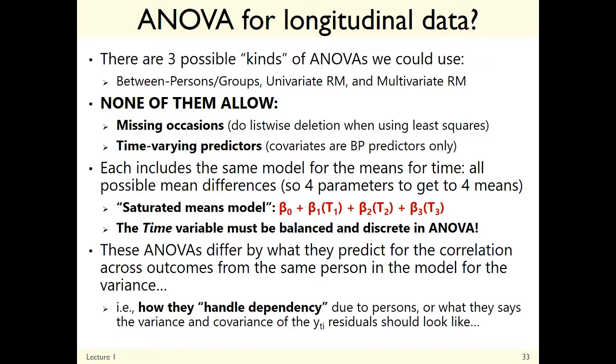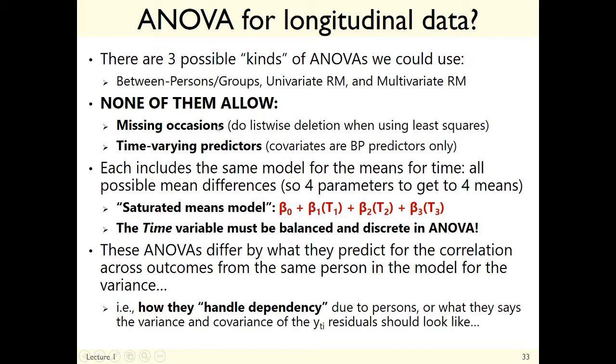So in thinking about classical approaches to data analysis using some kind of analysis of variance, there's 3 kinds. What I've just shown you is the contrast between what I would call between groups or between persons and adding a within-person component to get us to this univariate repeated measures ANOVA. There's another one that we'll talk about in just a second.